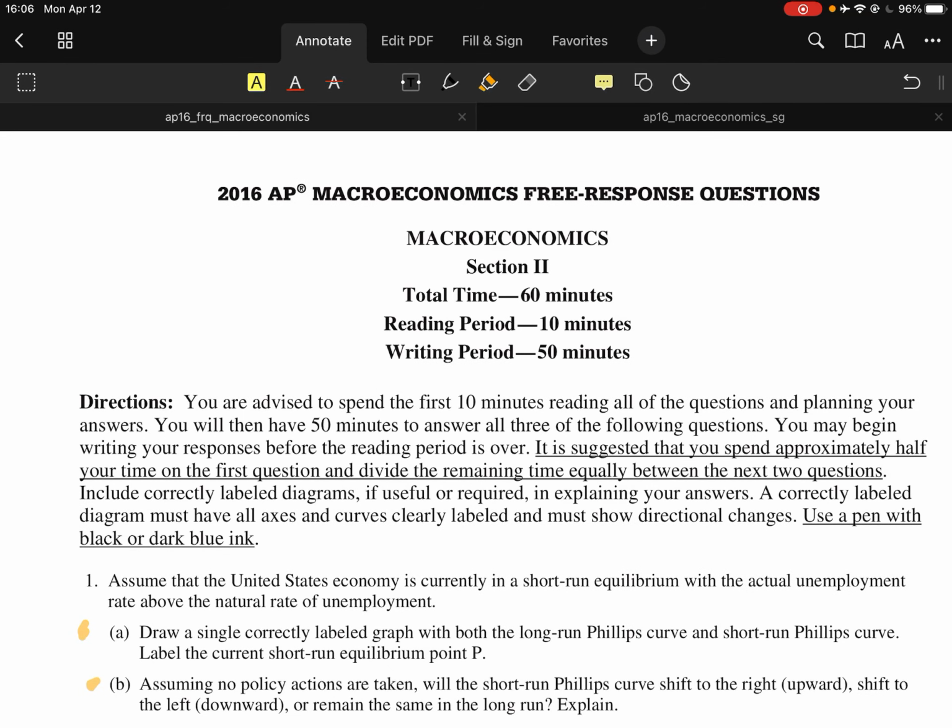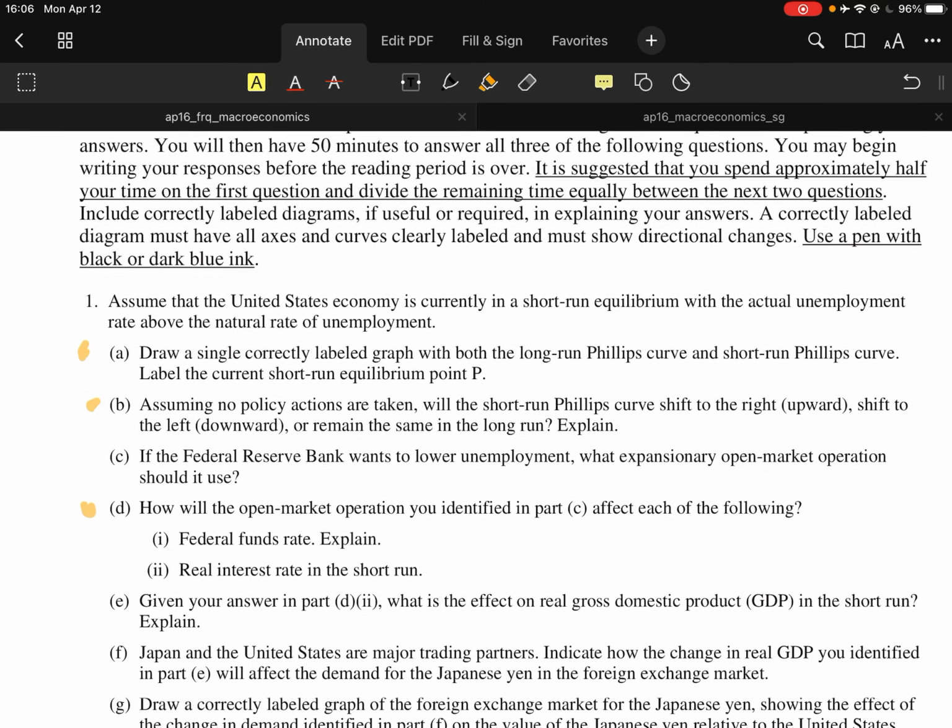Hi, this is 2016 Macroeconomics FRQ question number 1. I've highlighted 3 parts of question number 1 that we're going to talk about real quick. As always, start with the assume. When you're reading a question, make sure that you know the starting situation the AP wants you to consider.